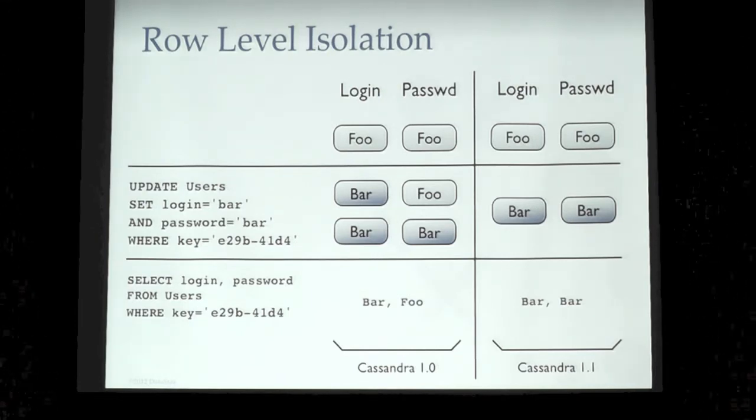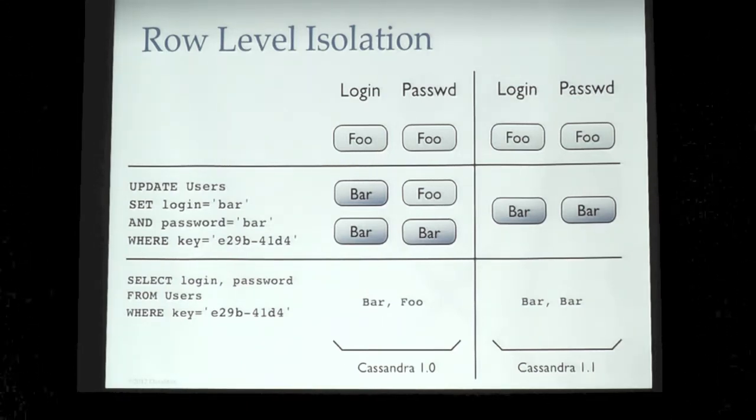So what I'm trying to show here is that in the middle, at the bottom, with Cassandra 1.0 that doesn't have row-level isolation, it's possible that I will see part of the old contents of the row and part of the new contents, because I'm updating that row a cell at a time. So there was nothing to lock out the reader while the write was happening.